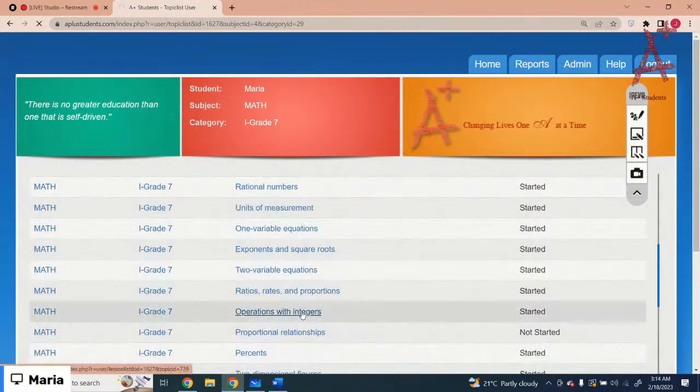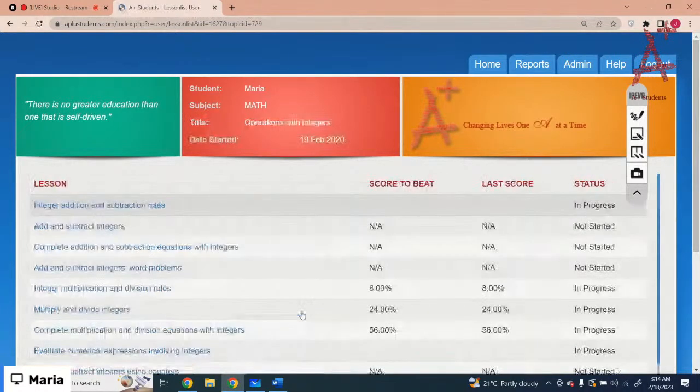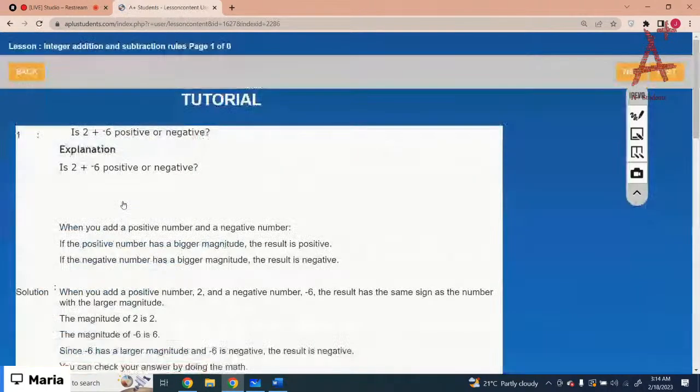Okay, we're going to start the new chapter, that is operations with integers. And we're going to start with the first lesson, that is integer addition and subtraction rules. We're going to learn the rules that are used to add and subtract integers. Got it?